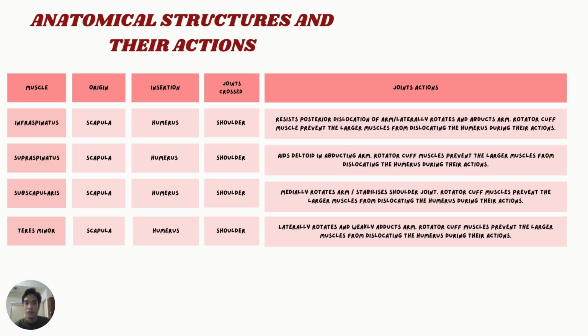So the next one is the subscapularis. Its joint actions are to medially rotate the arm and stabilize the shoulder joint. Finally, the teres minor laterally rotates and weakly adducts the arm. As with the others, rotator cuff muscles prevent the larger muscles from dislocating the humerus during their action.